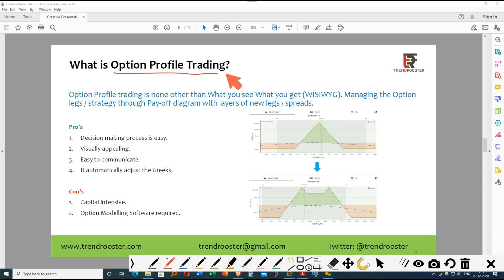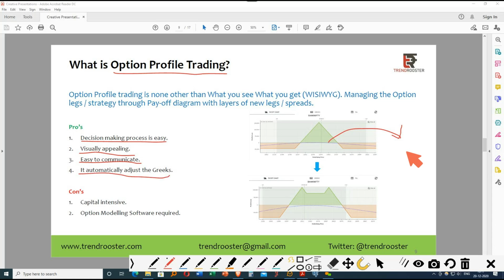What is the advantage of option profile trading? Decision making is easy because everything is visually appealing and easy to communicate. Say, for example, you want to communicate to your dealer or your broker, or to your student, or to your son or your daughter. It's easy to communicate visually, rather than saying that this strike you buy, this strike you sell, something like that.